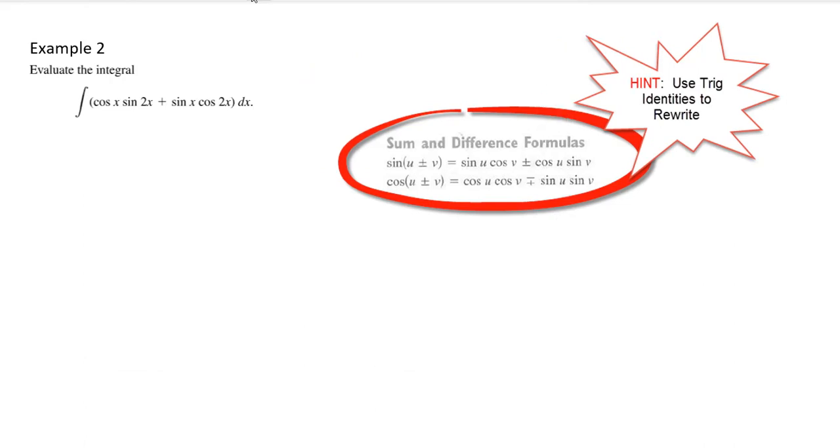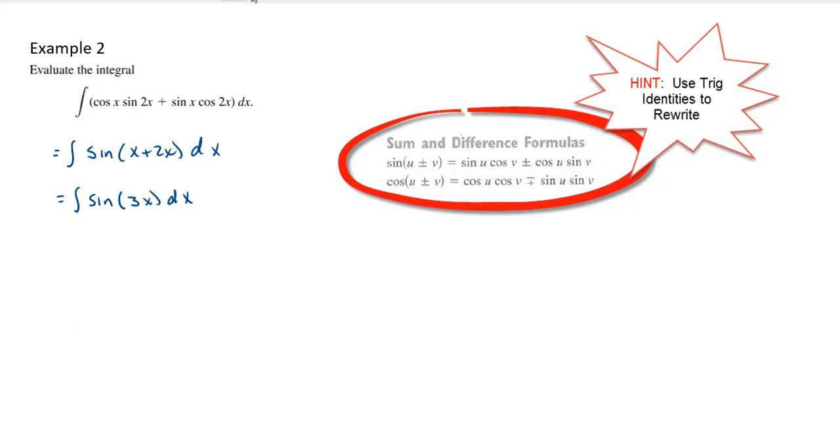So I've got cosine sine plus sine cosine. Come over here and I see cosine sine, or sine cosine, and cosine sine. The others, they're the same. So this is going to be a sine formula, and because I have a plus between, I'm going to use the sum. So I could rewrite this integral using the sum formula for sines as the integral of sine of x plus 2x dx. And that's going to be the integral of sine 3x dx.